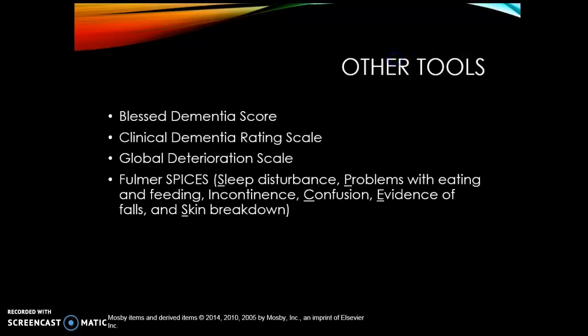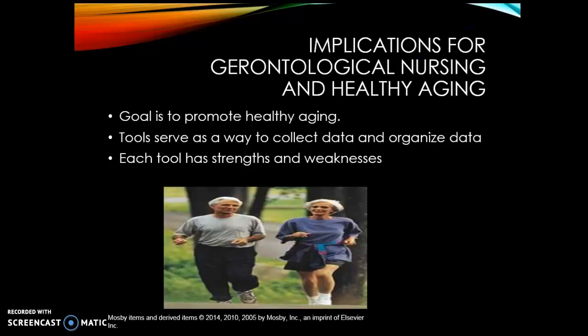You will see there's other tools. I'm not including any of that stuff, and we're not really going over that. The Fulmer SPICES, though, is sleep disturbance, problems with eating and feeding, incontinence, confusion, evidence of falls and skin breakdown, that a lot of institutions will use.